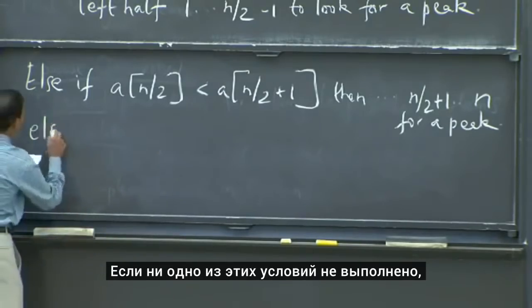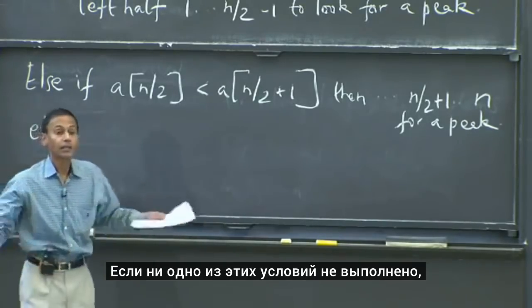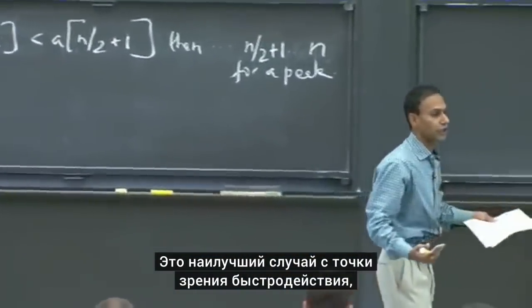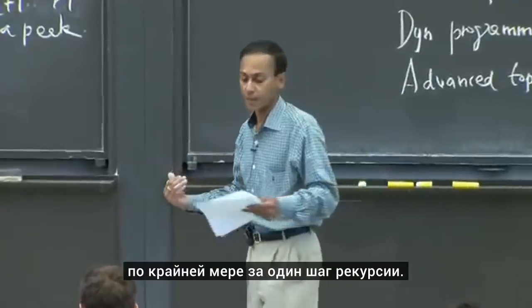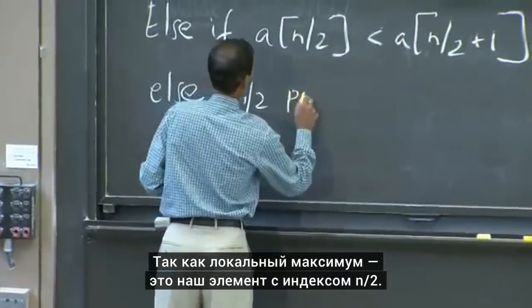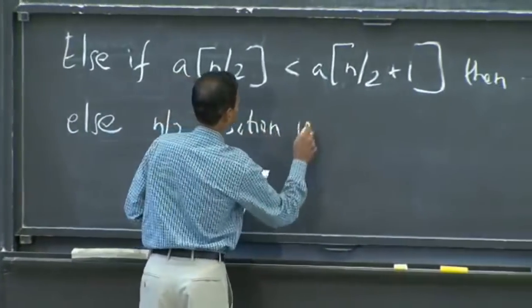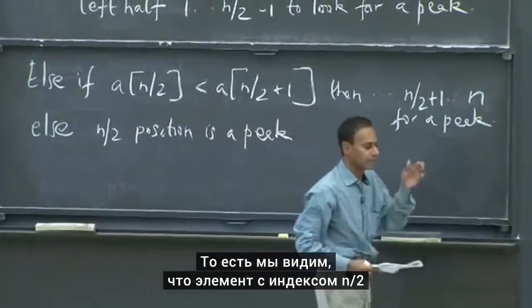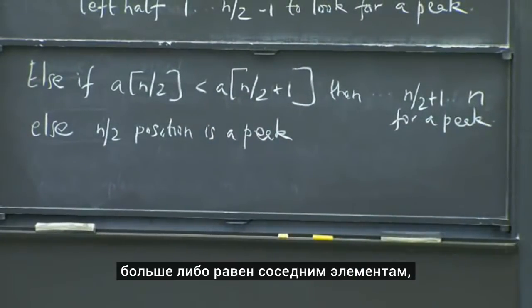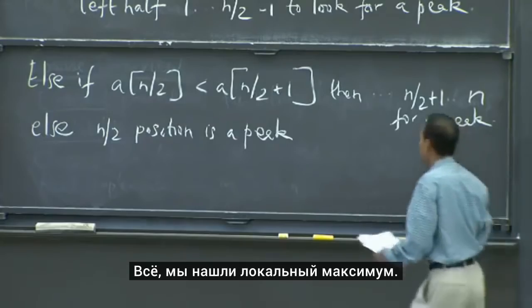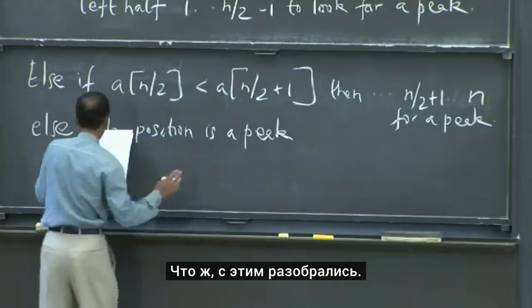Otherwise, if both of these conditions don't fire, you're actually done. Okay? That's actually the best case in terms of finishing early, at least in this recursive step, because now the n/2 position is a peak. Because what you found is that the n/2 position is greater than or equal to both of its adjacent positions. And that's exactly the definition of a peak. So you're done. Okay? So all of this is good.